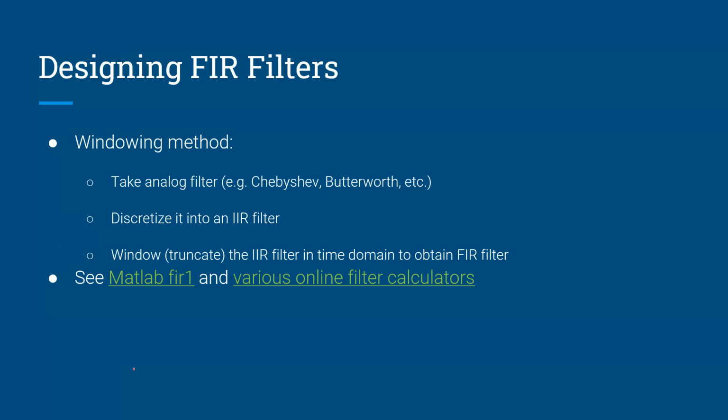And so of course there's programs that'll design it for you. So here I have linked a MATLAB function, FIR1, there's also FIR2. And there's also a lot of online calculators that'll tell you exactly what your filter coefficients should be for given stop band rejection and pass band response. So sometimes you don't want any ripple in your pass band like a Butterworth filter. Sometimes you do with the Chebyshev filter and so on.